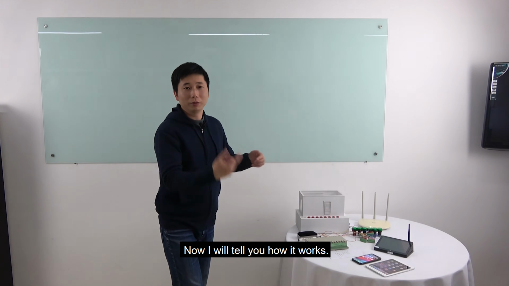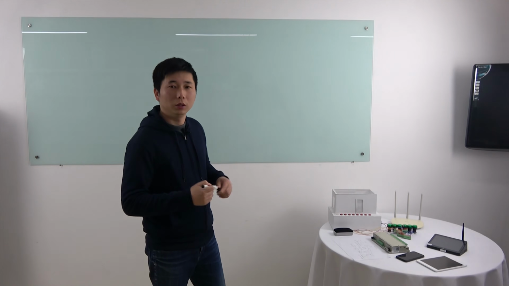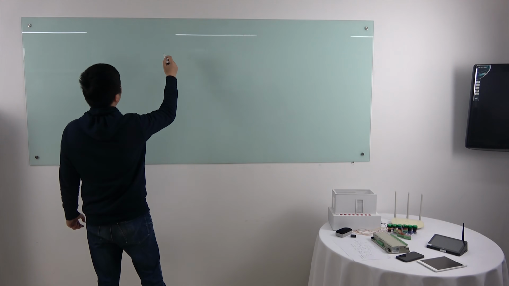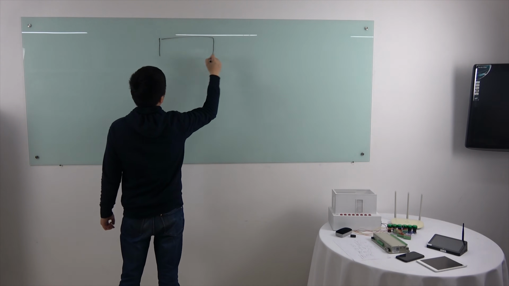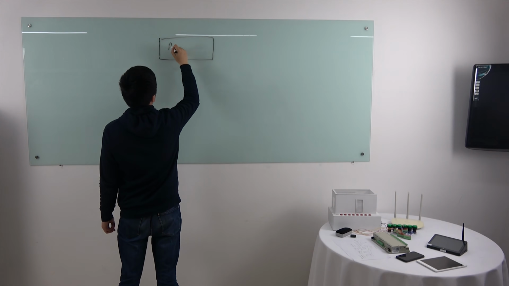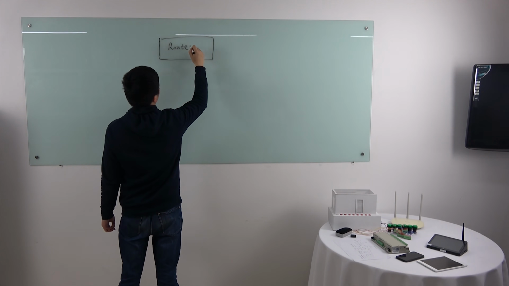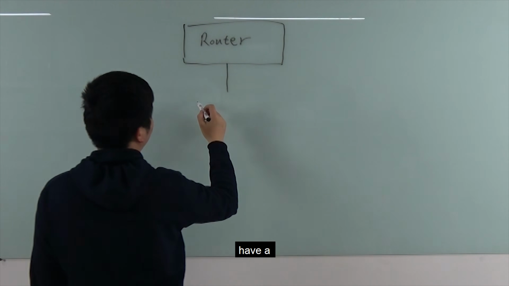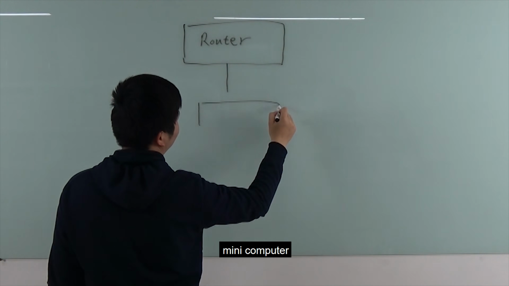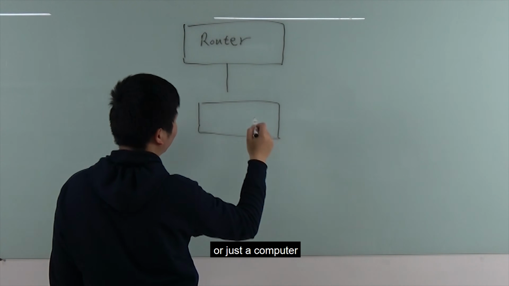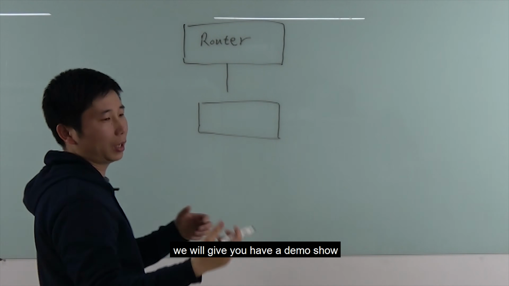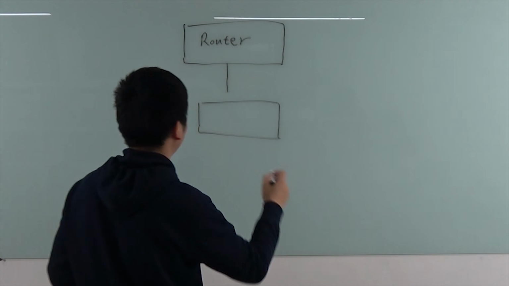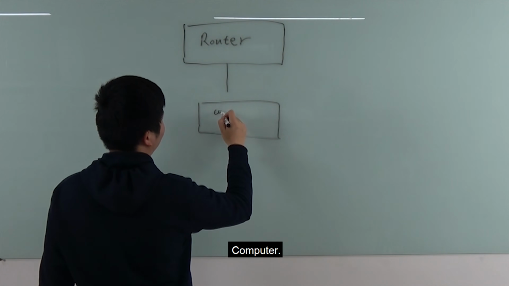Now I will tell you how it works. This is a router, and this has a mini computer or just a computer. We will have a demo show, so we use the mini computer. It's convenient to show you. So this is a computer.